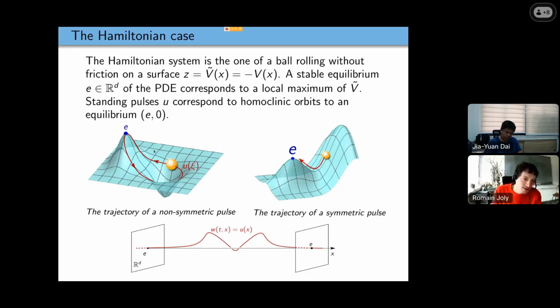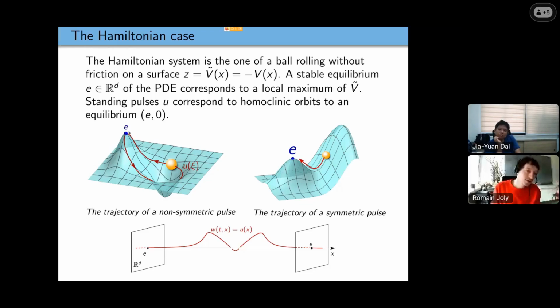But you have a surface like this, and you just let the ball roll on the surface, and look what happens. If you look at the trajectory, for example, of a non-symmetric pulse, it means something which starts from one equilibrium at minus infinity and goes back to the same equilibrium at plus infinity. So you are playing the following game: here you have a stable equilibrium of your PDE, so it's a local minimum of V, so it's actually a local maximum of your potential.